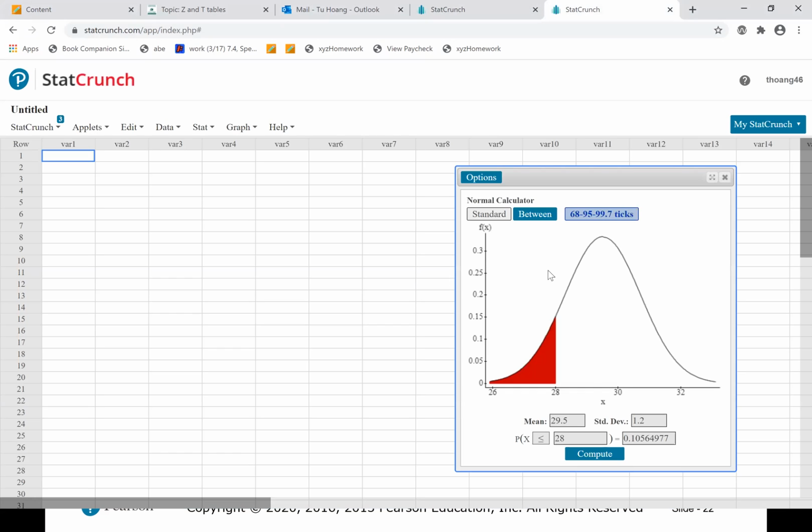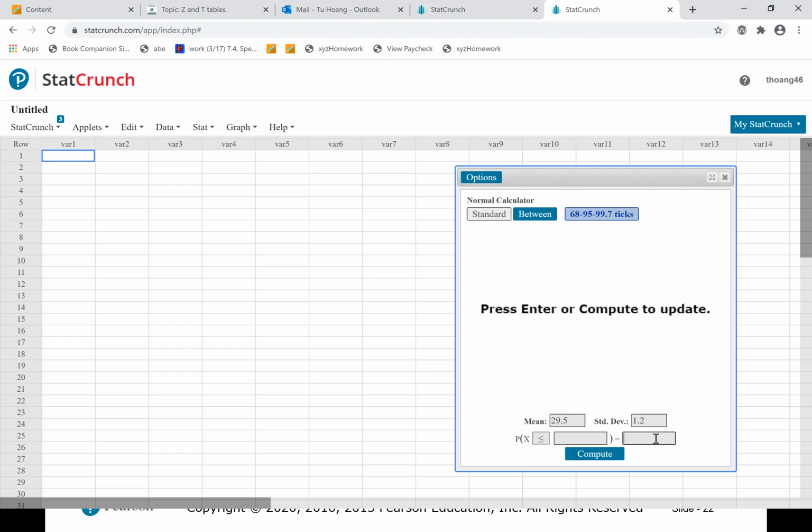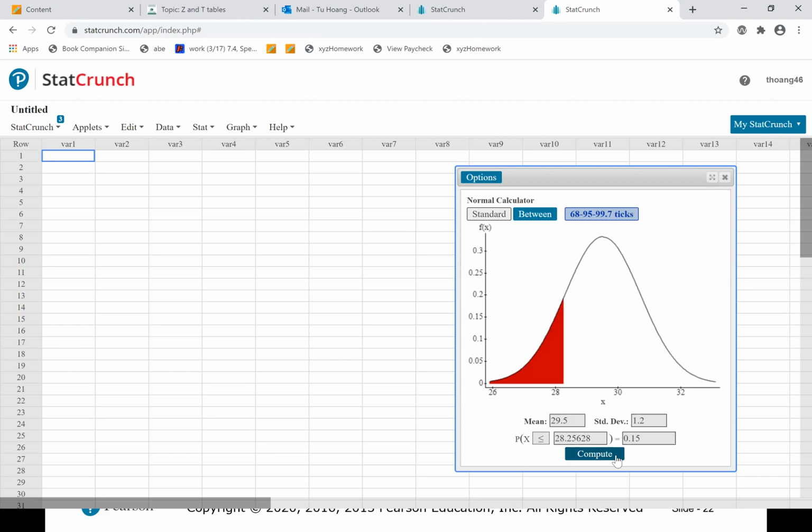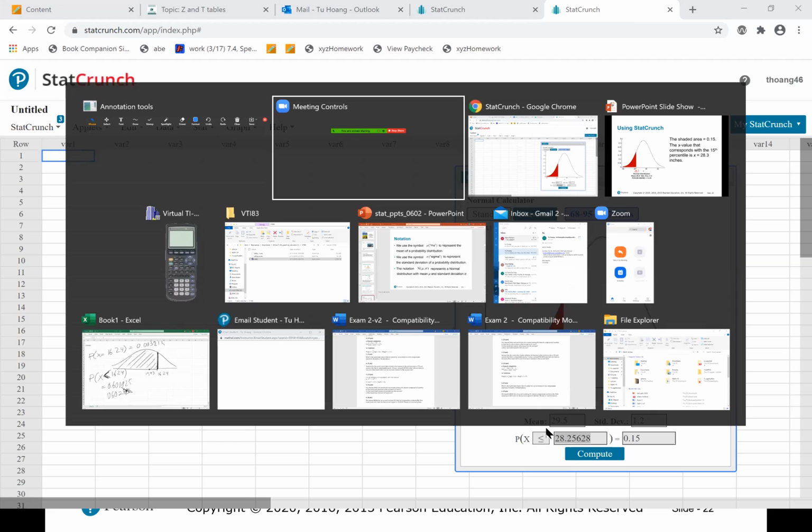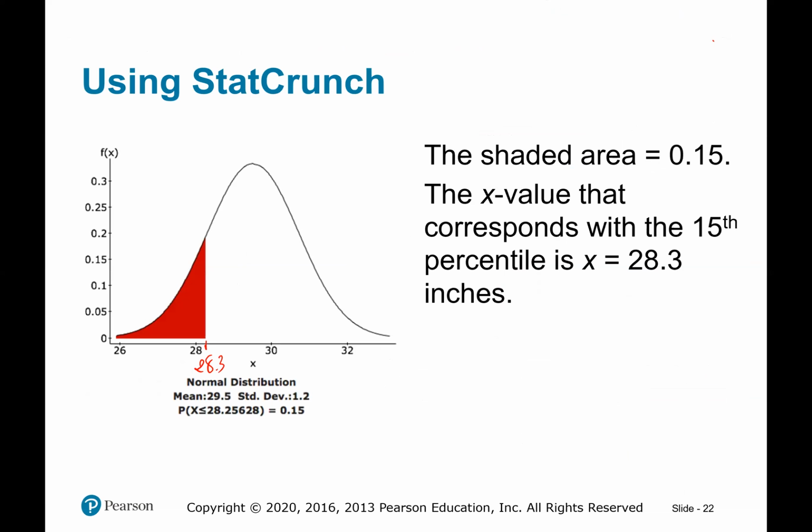Here's StatCrunch. I still have the mean is 29.5 and the standard deviation is 1.2. But now I don't know what this value is, but I know the probability should be 0.15. Then I click compute, and easily you will get the answer 28.25628. That is the way to find it backward, which is the easiest way.